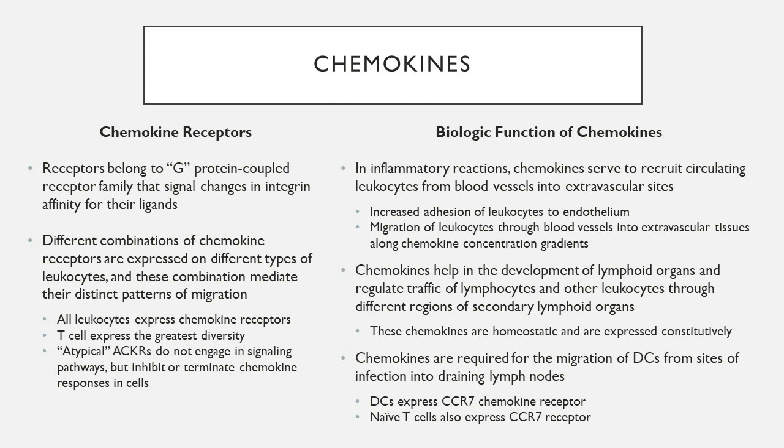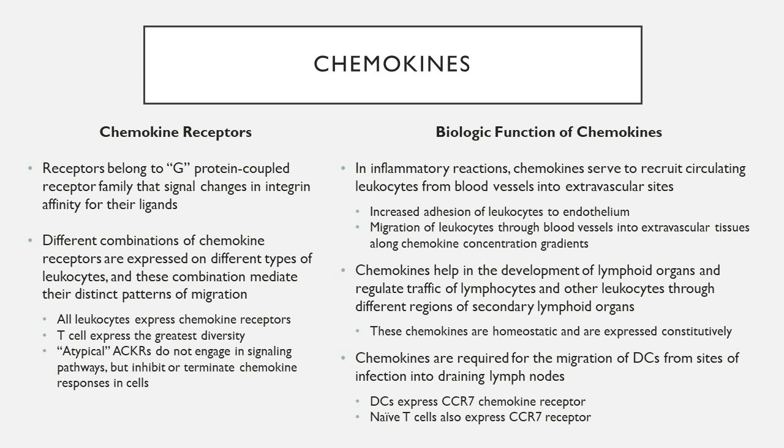That follows a concentration gradient of both the chemokines indirectly, which directly increase the affinity of the adhesion molecules as the leukocytes get closer and closer to the primary site of inflammation. Second, chemokines are both vital for the development of lymphoid organs, and then they also, within the lymphoid organs, regulate traffic of lymphocytes and other leukocytes through the different regions of those lymphoid organs.